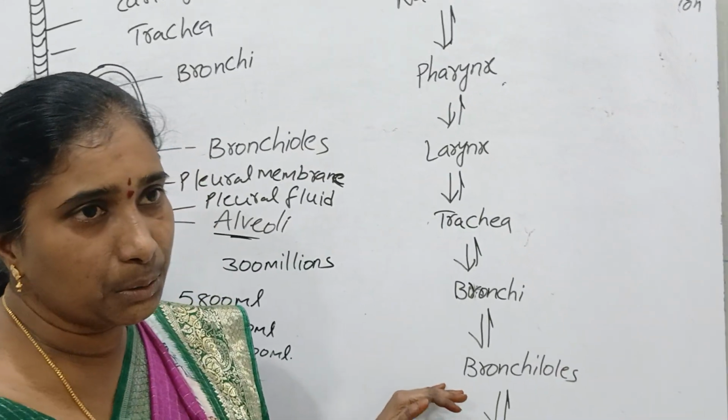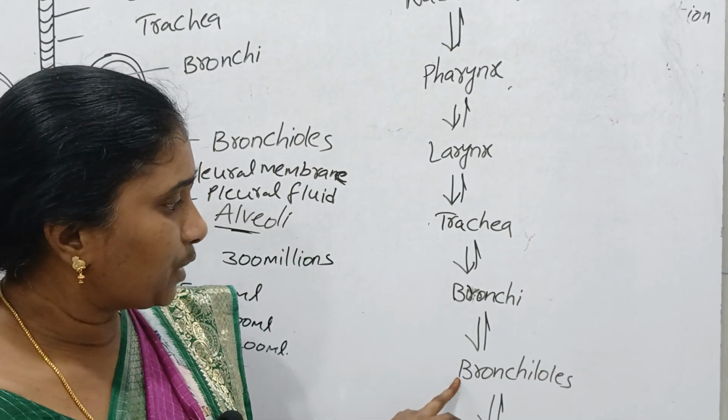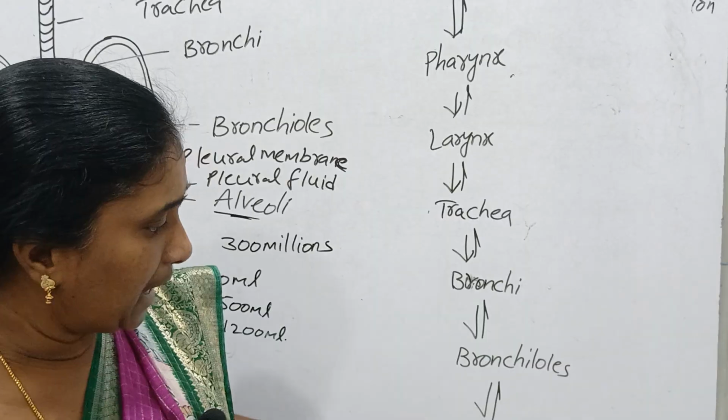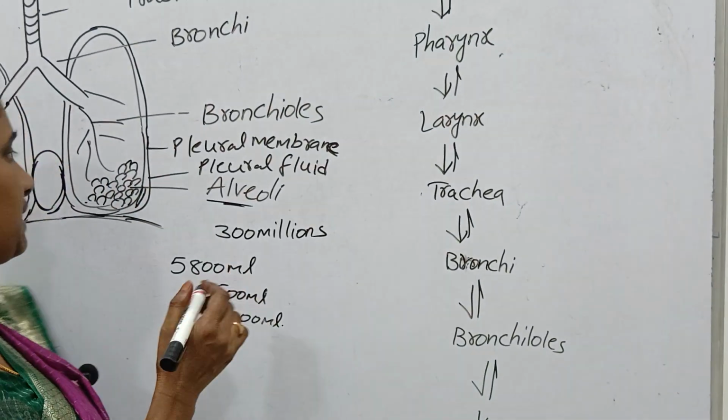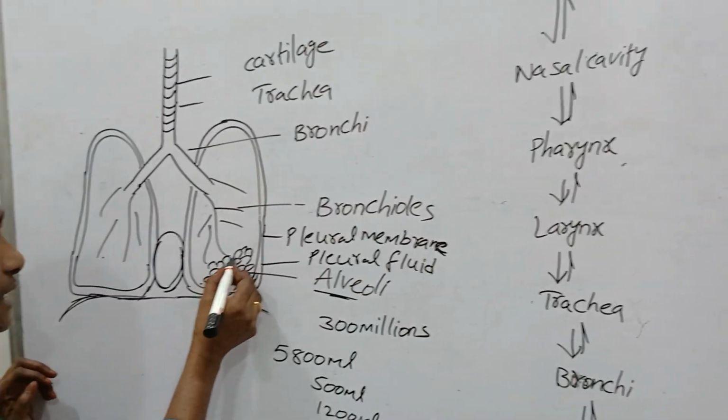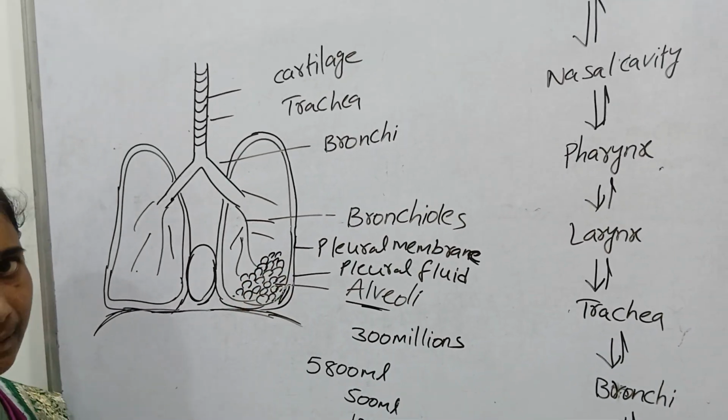Each bronchus further divides into small thread-like structures. Those are called bronchioles. Again, the bronchioles enter into the lungs. In the lungs, small sac-like structures are present. These small sac-like, balloon-like structures are called alveoli.